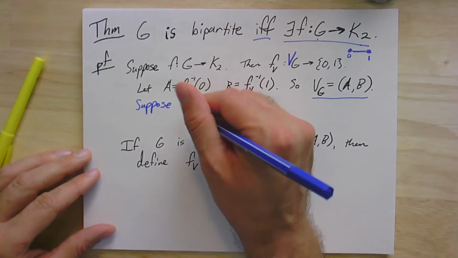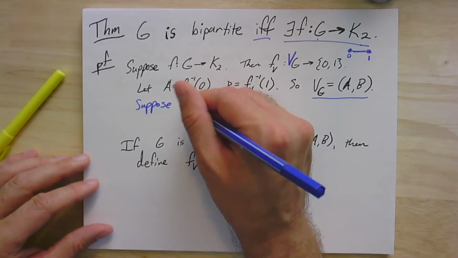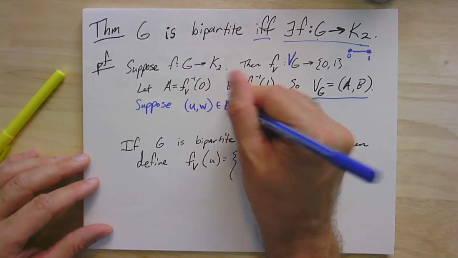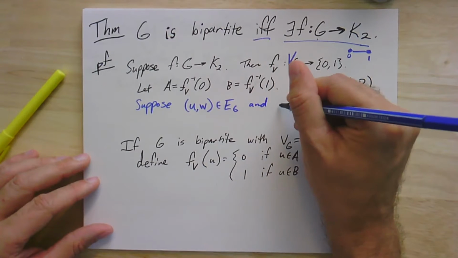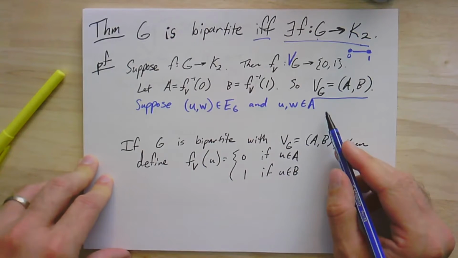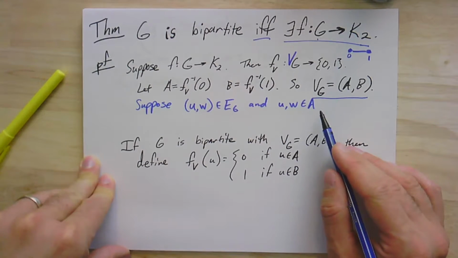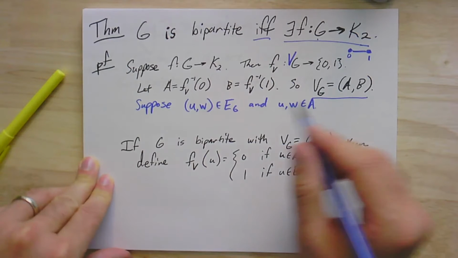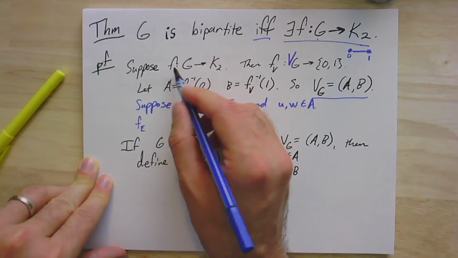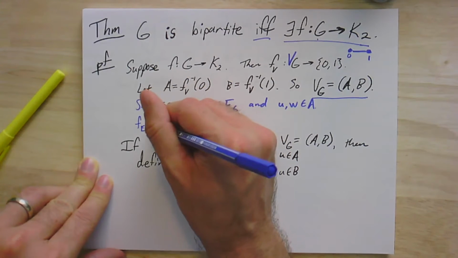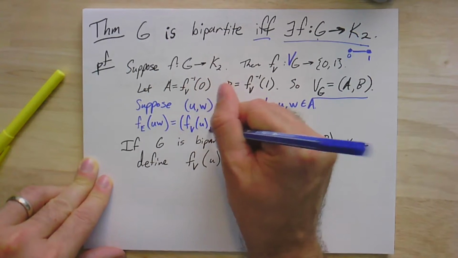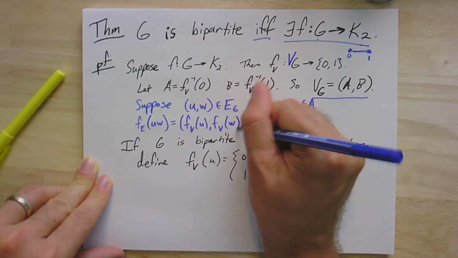The proof will be the same for B. So suppose UW is an edge in G, and U and W are both in A, right? So that would make it no longer bipartite. But we can just check then that FE of UW, because we suppose we really do have a homomorphism here, FE of UW is equal to the pair FV of U, FV of W.